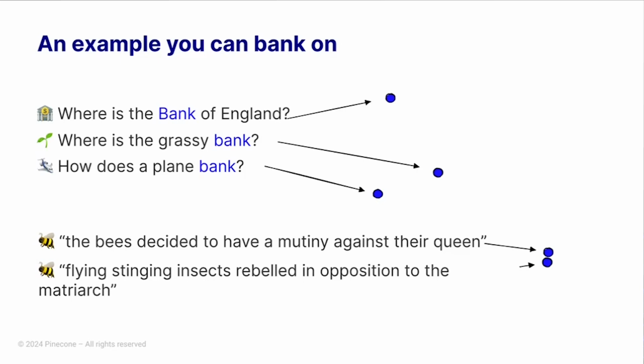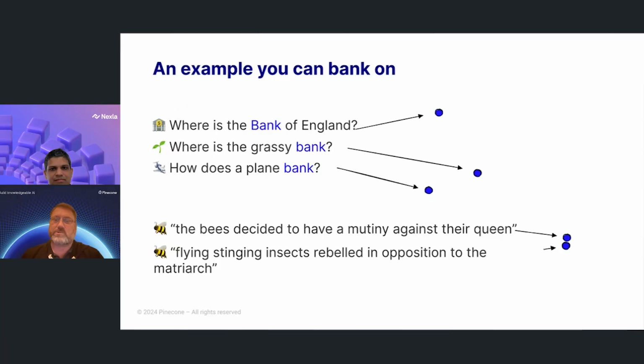If you notice at the bottom of the slide, we have 2 phrases. The bees decided to have a mutiny against their queen, and flying stinging insects rebelled in opposition to the matriarch. There's not a lot of repetition between these sentences. You don't see a whole bunch of blue highlights like you did in the top 3, but you'll notice that the 2 phrases have resulting vectors that are very close together in vector space. The embedding model has extracted the semantic meaning, and that means that these vectors are next to each other because they're saying essentially the same thing, just with different words. That's a really powerful, exciting, and useful feature of vectors.